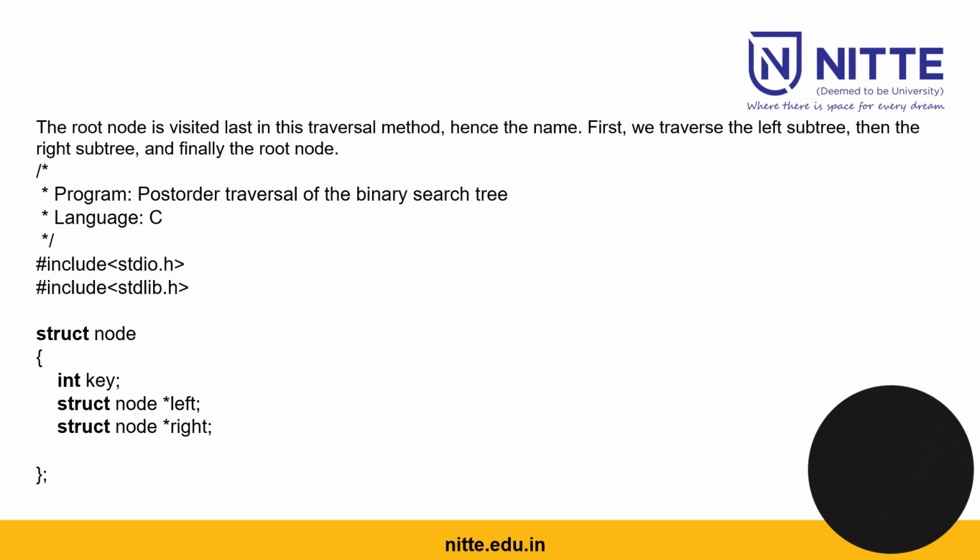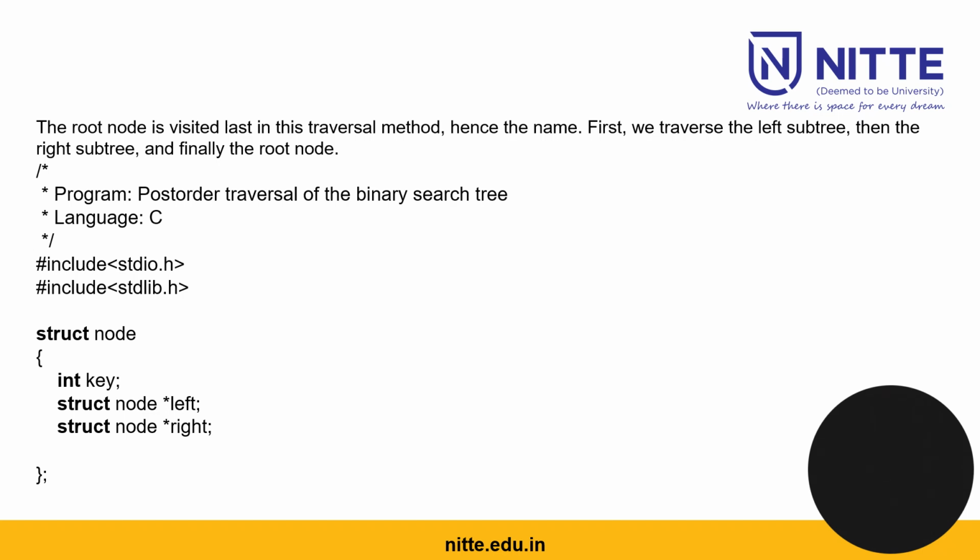Here the left subtree will be traversed first, then the right subtree will be traversed, and at the last the root will be visited. So that is why it is called post order. So first the left subtree, then the right subtree, and last the root will be traversed. And here we will write a program for that post order traversal of the binary tree.